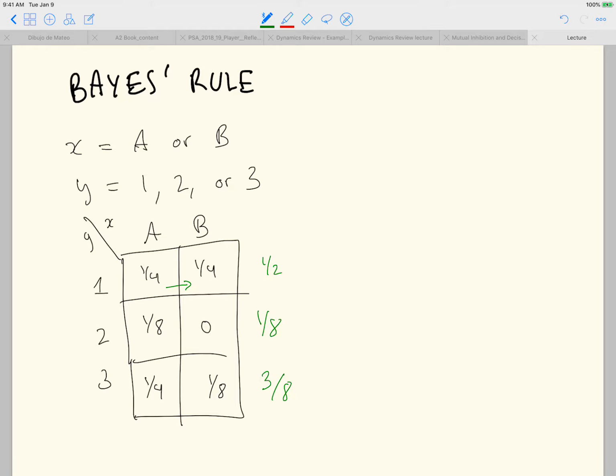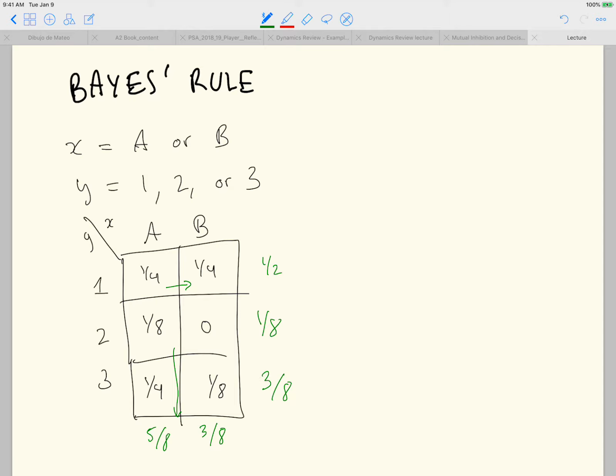The probability of getting A is 5/8. And now I'm summing vertically. And the probability of getting B is 3/8. So for example, the probability of getting a 2, independently of whether you also got an A or a B in that trial, that is 1/8. We're reading that off right here.